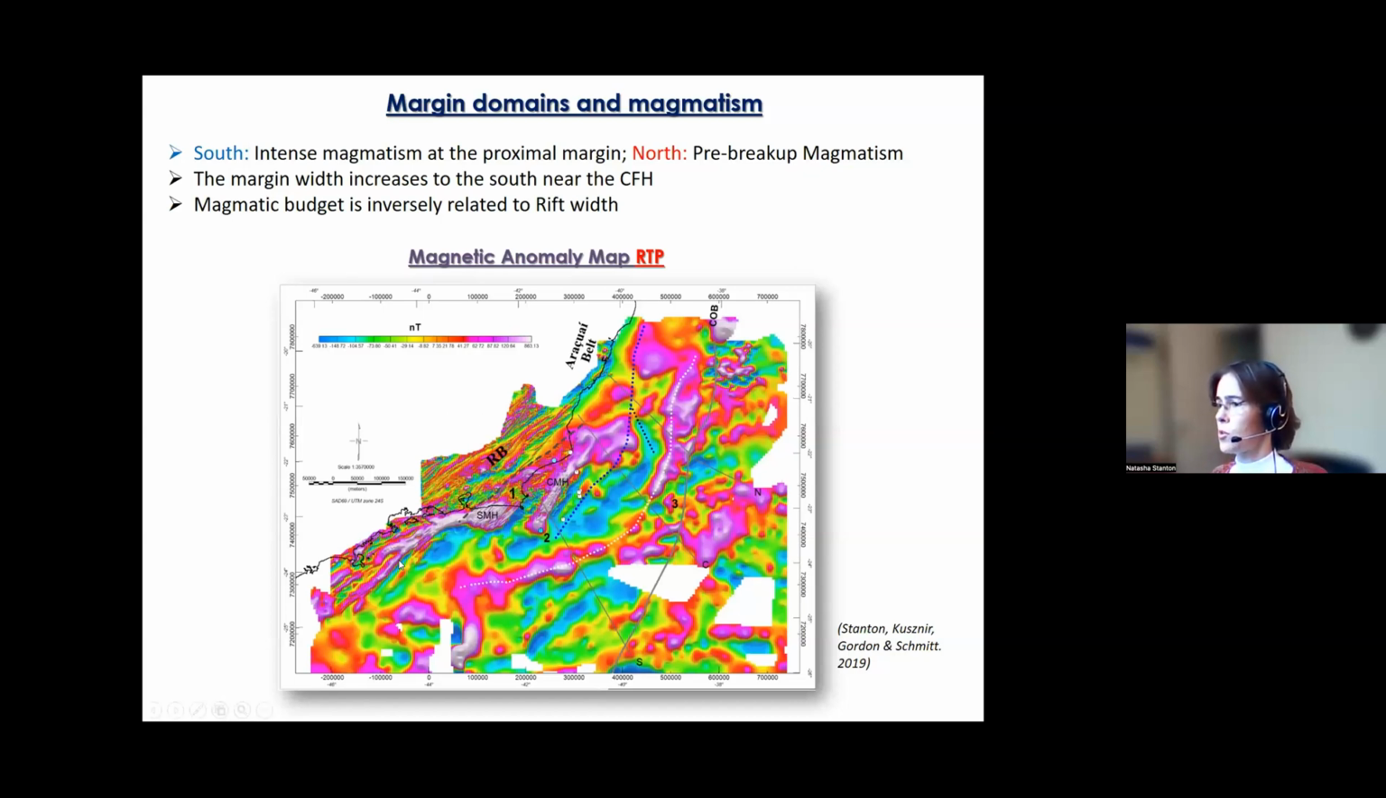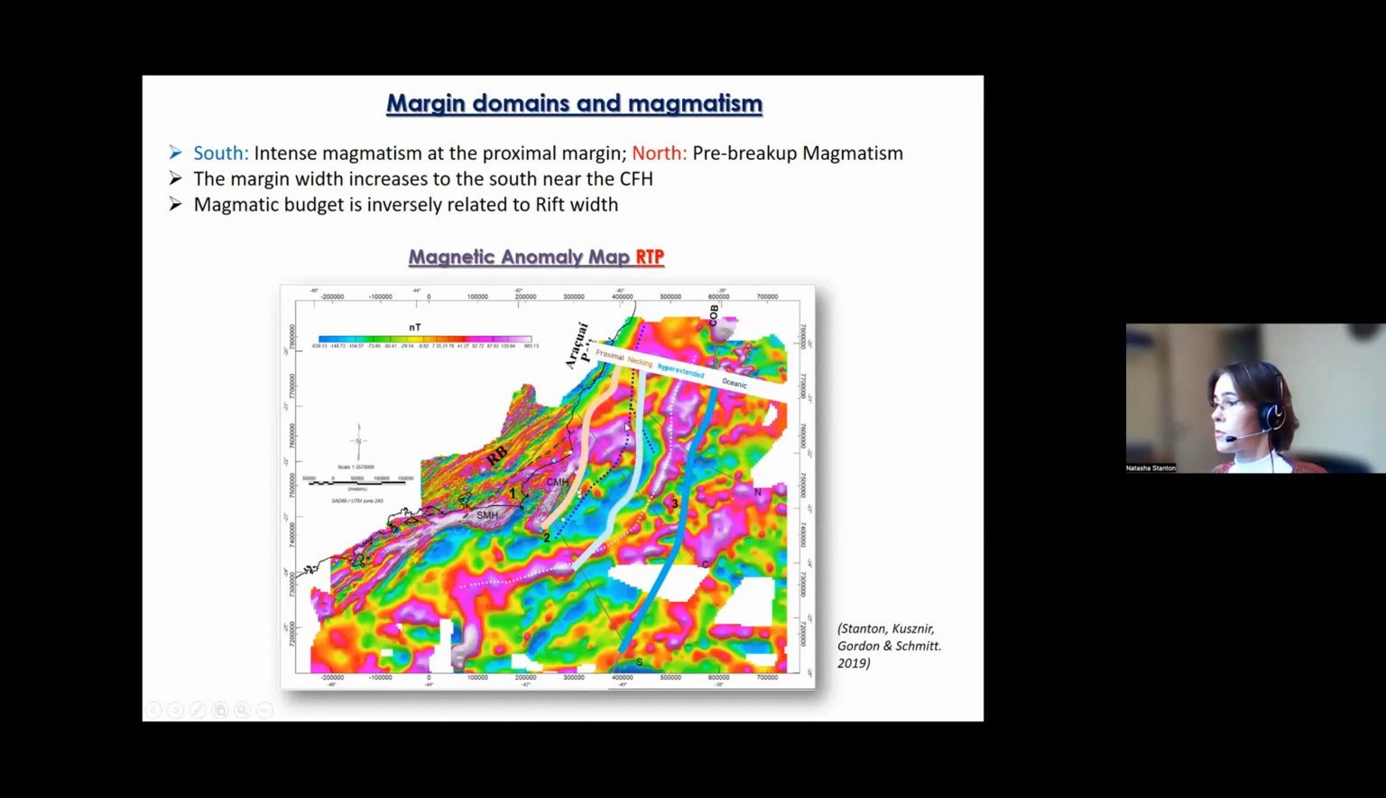So here I show you the magnetic map. Magnetic anomalies, for those who are not familiar with this technique, are very useful to map the distribution of magmatism because igneous rocks, mafic igneous rocks, and especially volcanic rocks, are some of the main carriers of magnetic minerals. So they have a very high magnetic response. So we use magnetic anomalies and seismic to map the marginal domains of this basin.